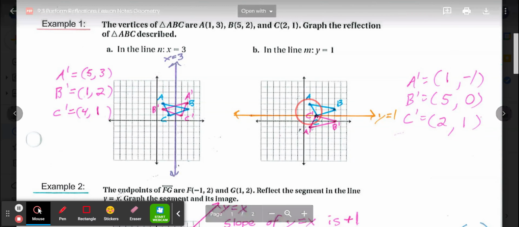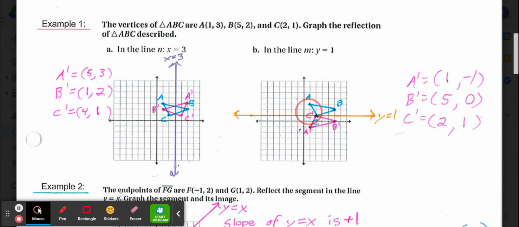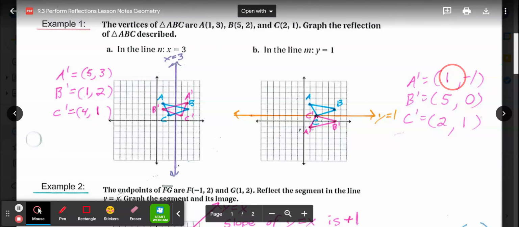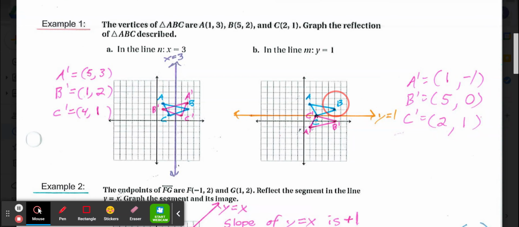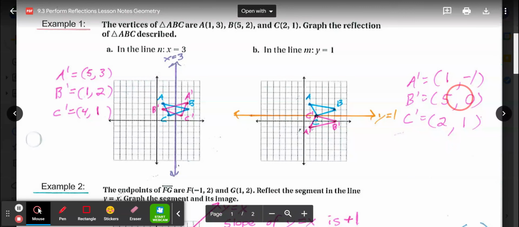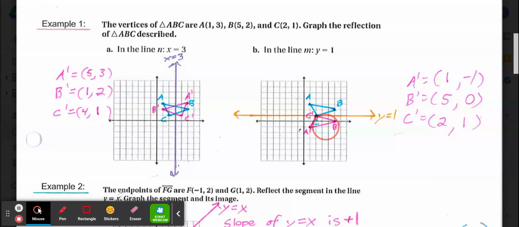A is 2 places above my line of reflection. So A prime would be 2 below. So A prime's at (1, -1). And B is 1 point above my line of reflection. So B prime would be 1 point below at (5, 0). Connect our 3 new points, and we have reflected triangle ABC in the line y equals 1.